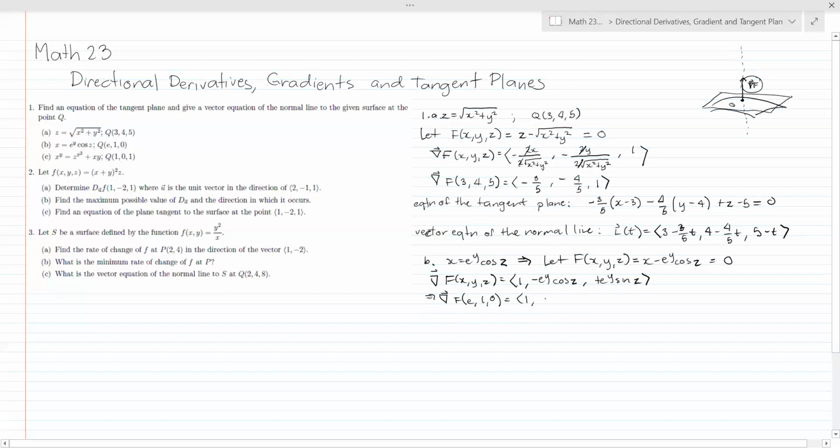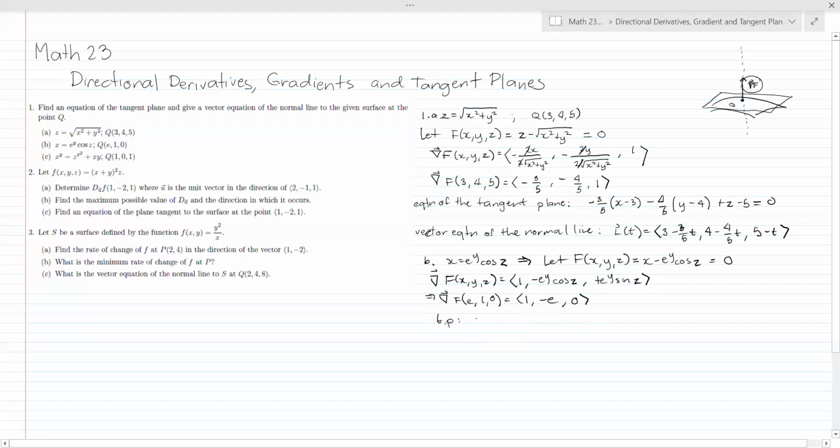And y is equal to 1, 0. Cosine 0 is 1, negative e. And then y is 1, e. And sine 0 is 0. Okay, so this is gradient f. So, ayun, pwede natin makuha yung equation of the tangent plane.